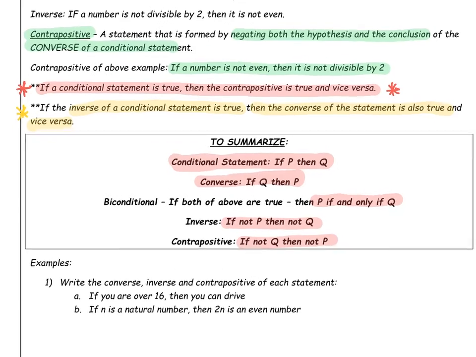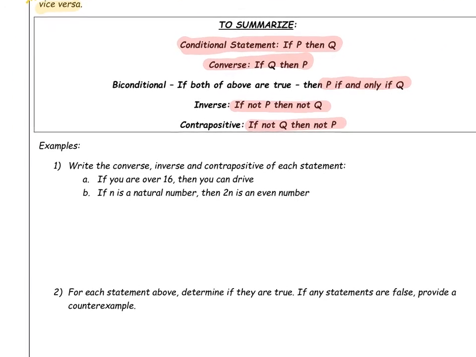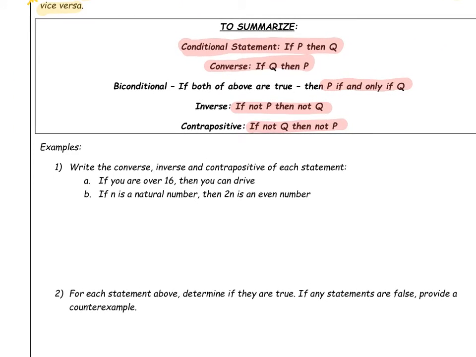Okay, so we're just going to look at writing these statements out. It says to write the converse, the inverse, and the contrapositive of each conditional statement. I'm going to have to write small here because I don't have a lot of space. The first one says, if you are over 16, then you can drive. Now when I was looking at this one, I thought I should have maybe put the word legally in here because I think we all know that there are people under 16 that can drive.